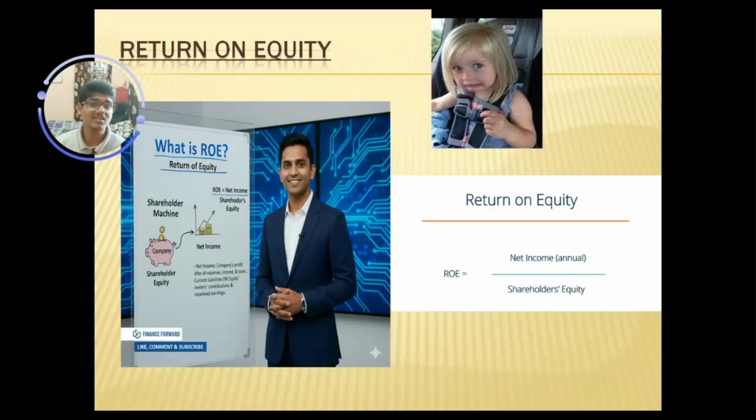Return on equity. As I said, the income statement also defines return on equity. The formula is net income divided by shareholders' equity. Shareholders' equity is the term defined for the shareholders only, so don't think it will not be used for analyzing a company. It will help you in analyzing the company. How? In the upcoming video, I will show how these things are related to each other. Let's move to our next slide.